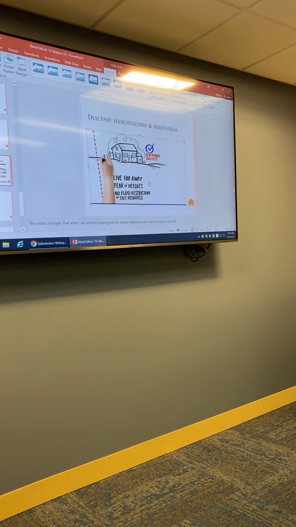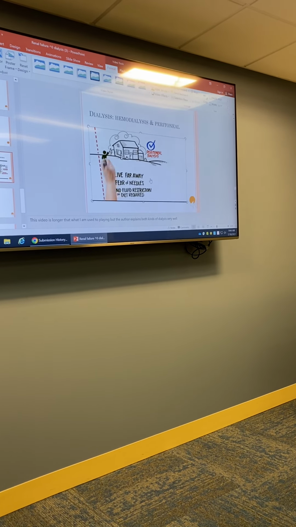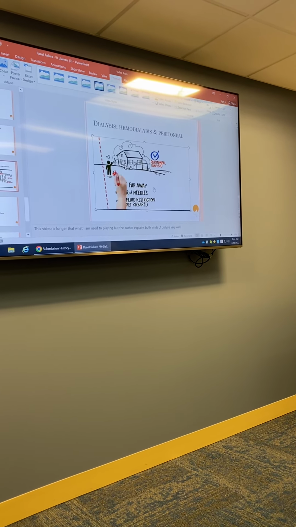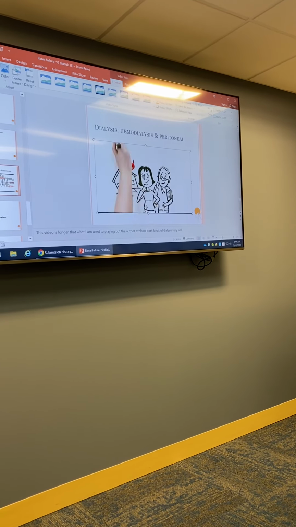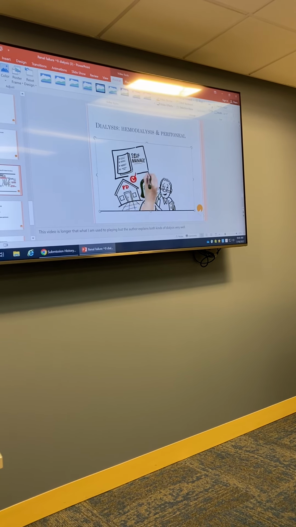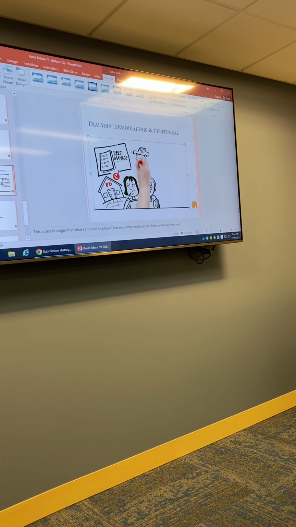Having said all that, I think the biggest reasons people pick home peritoneal dialysis are personal, with the number one reason being flexibility and control. People often pick home PD because they prefer to self-manage in the comfort of their own home, and they don't want to travel to the hospital 3 times a week.